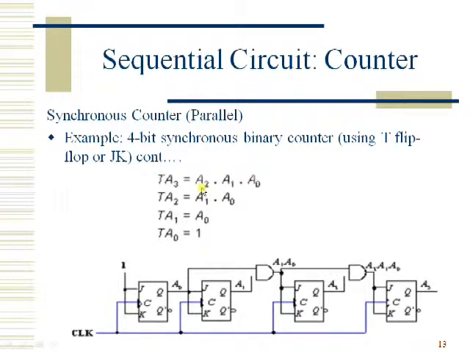Now as you can see here, TA3 is A2, A1, A0, therefore the output of this one is A1, A0, and this output is A2, and they are given as input to an AND gate, therefore you will get the output as A2, A1, A0, which are connected to J and K inputs. Okay, and same clock pulse. Why? Because it is a synchronous counter.